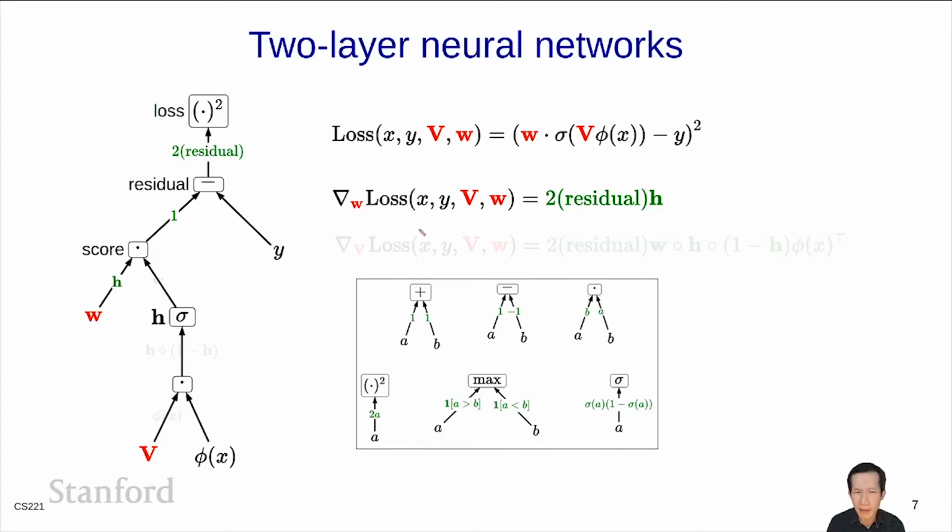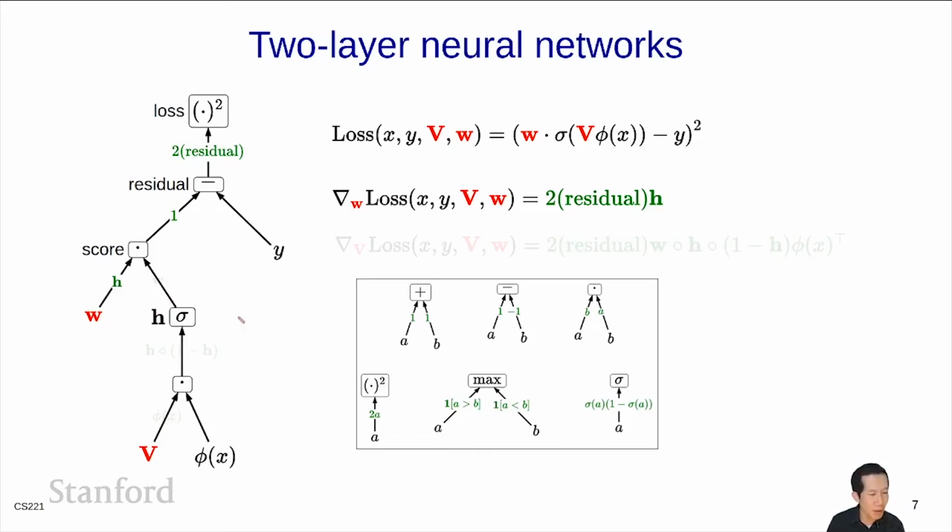So one thing you can double check is that we did do the gradient of the square loss for linear predictors, and it was also 2 times the residual times the feature vector instead of H. And now we just have H, which is a stand-in for the feature vector as far as W is concerned. So that's a nice sanity check.